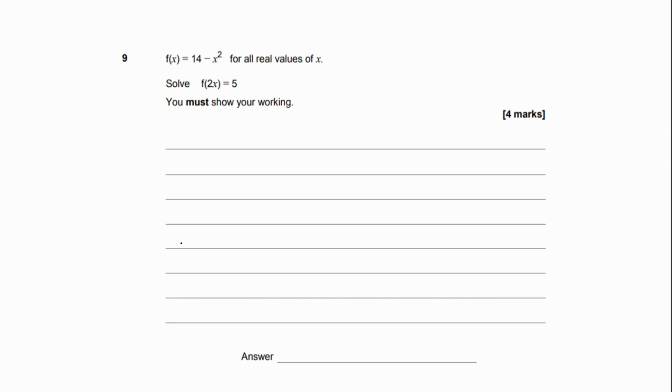Question 9. Really simple, it's just a function question. You're going to have to plug in 2x into the x, so you're going to have f of 2x is equal to 14 minus 2x squared. This becomes 14 minus 4x squared, and you're going to let that equal to 5.